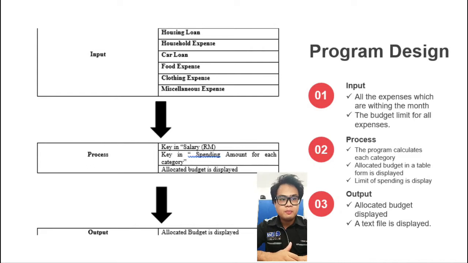First, we have input. In the input, we have all the expenses within the month and the budget limit for all expenses. For process, the program calculates each category's allocated budget, a table form is displayed, and the limit of spending is displayed. For our output, we have the allocated budget displayed and a text file is displayed.